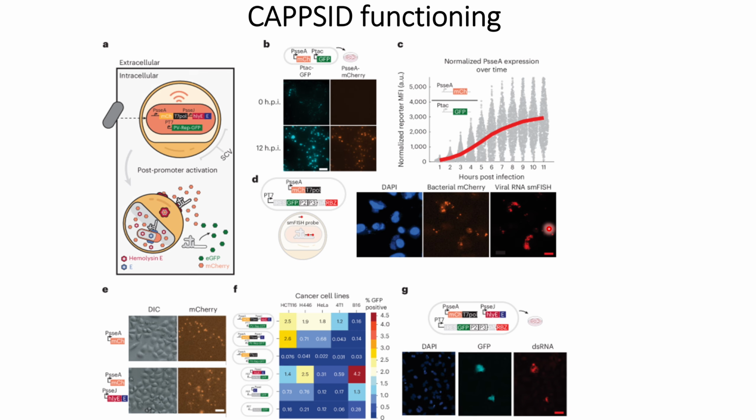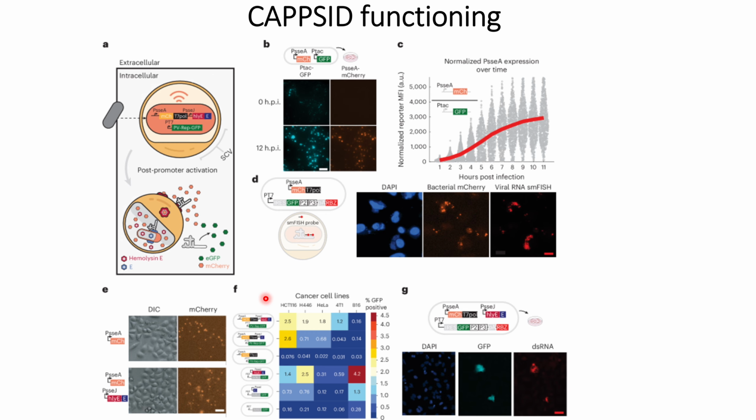So that can be seen in this viral RNA SM FISH, and we can see that bacterial M-cherry and viral RNAs are almost similar to each other, indicating that the translation of the viral RNAs occurs within the SCVs.